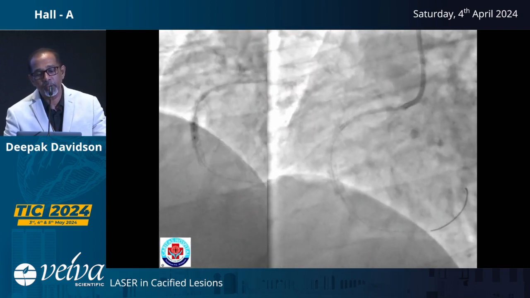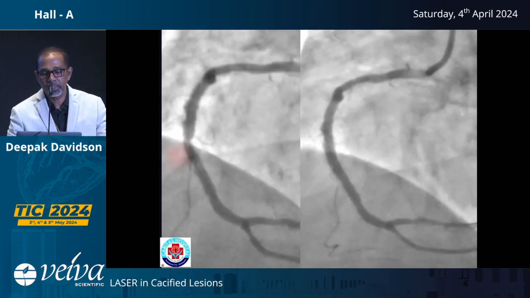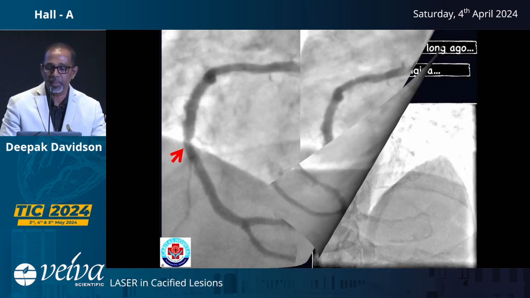Once the lacing was done, we were able to get across with the non-compliant balloon, dilate it, and then we were able to achieve good results in that. So that was an under-expanded stent which was managed with lacing followed by non-compliant balloon.